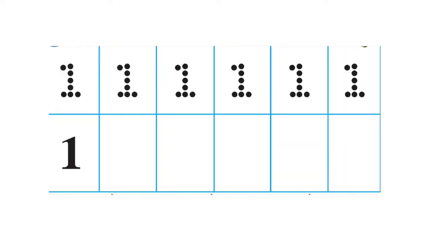Very good, very nice. Now we will learn how to write 1. You also write in your textbook. Have you done? Very good. Trace like this. Very good, very nice. Say while writing 1, 1, 1. You also trace in your textbook.